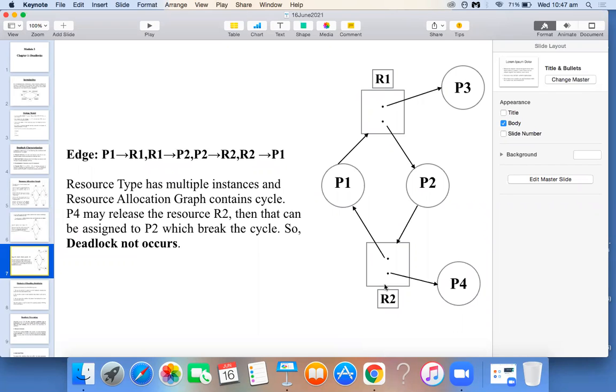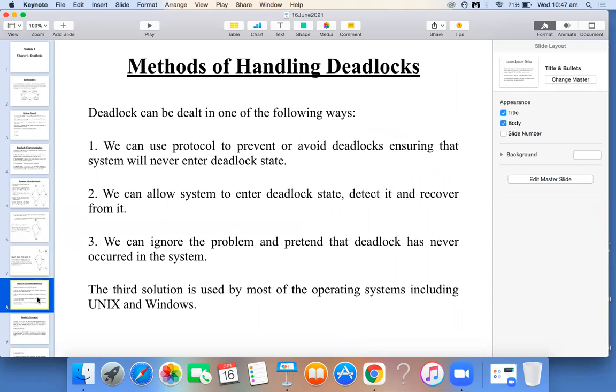Okay, hope it is clear to all of you. Fine, right? That is all about your resource allocation graphs. So next thing is methods for handling the deadlocks. So if at all deadlock has occurred in your system, then how do we avoid these deadlock situations? Okay, so how do we manage or handle the deadlock situations? So let us understand that one.